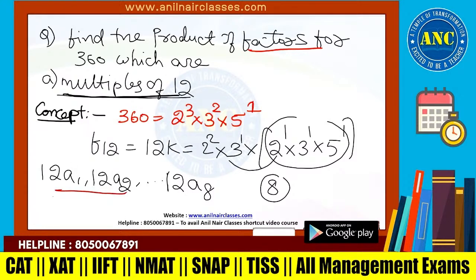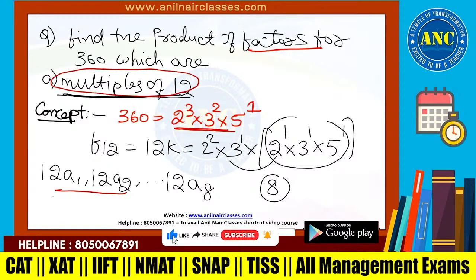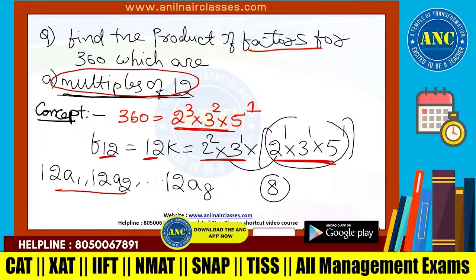12a1, 12a2 till 12a8. 360 is 2 cube into 3 square into 5 power 1. First I am taking the factors which are multiples of 12. Any multiple of 12 is 12k: 2 square into 3 power 1. Remaining is 2 power 1 into 3 power 1 into 5 power 1. Total 8 factors are there.